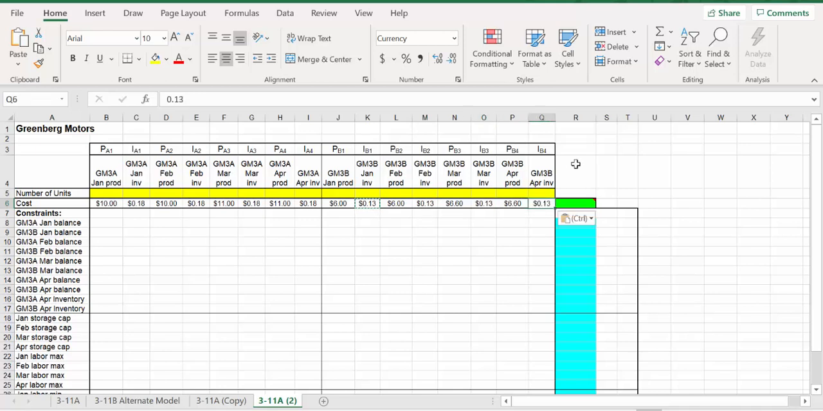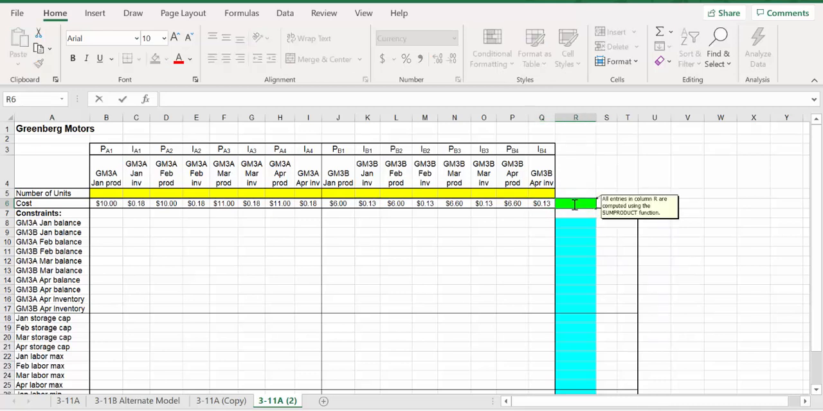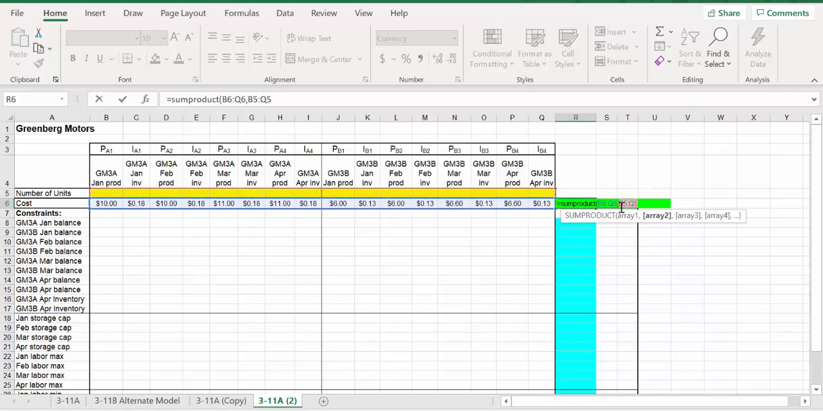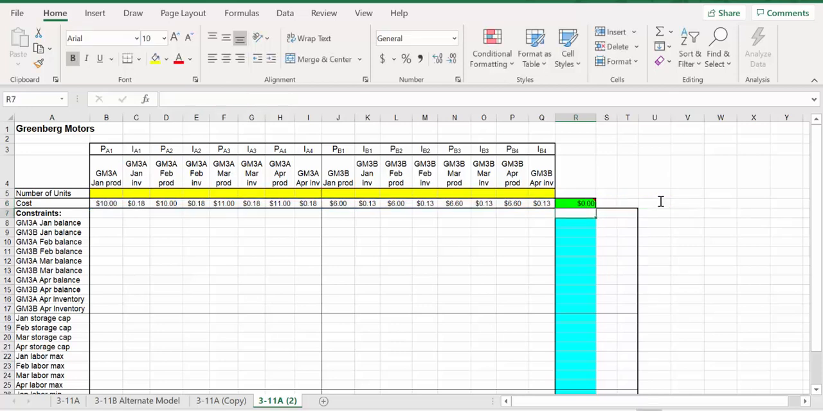Now this is minimizing costs, so we would use SUMPRODUCT here. We just type equals and then SUMPRODUCT. The first array is the costs going across, and then we have the second array here, and we can highlight that. Then I'll hit F4, and that makes it an absolute reference, so that would be fixed.